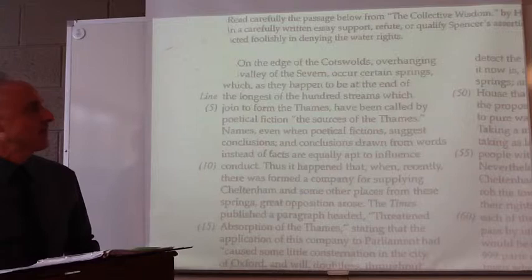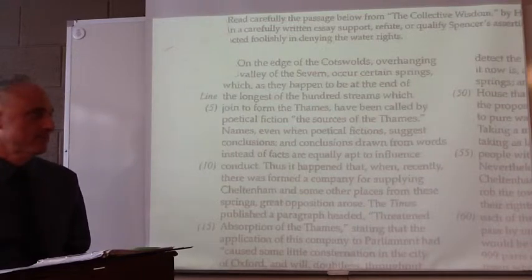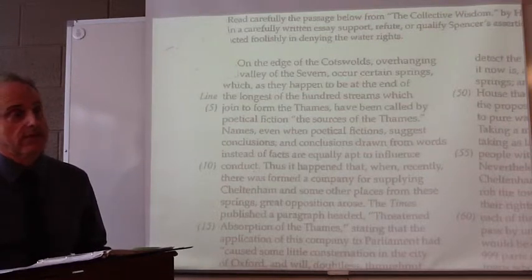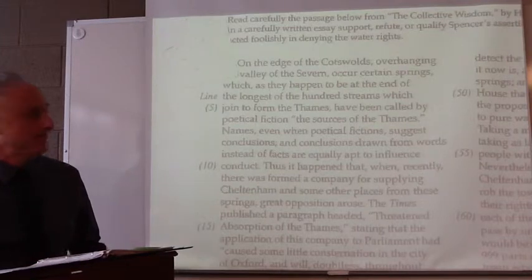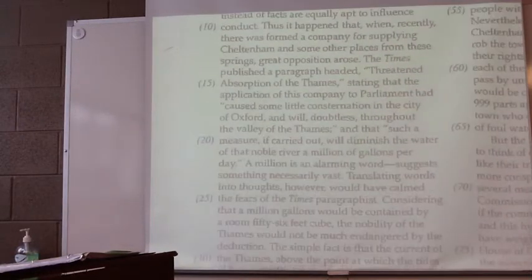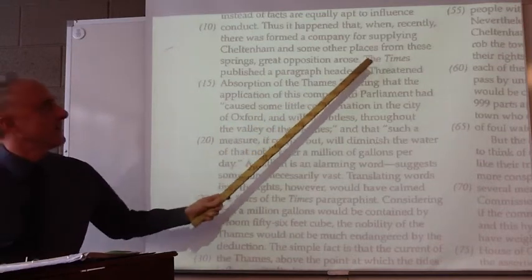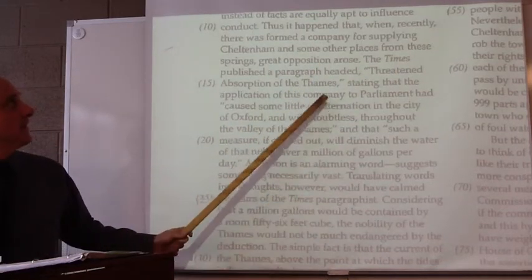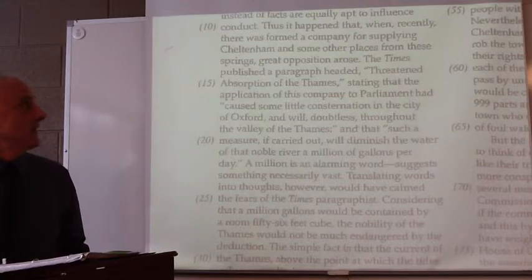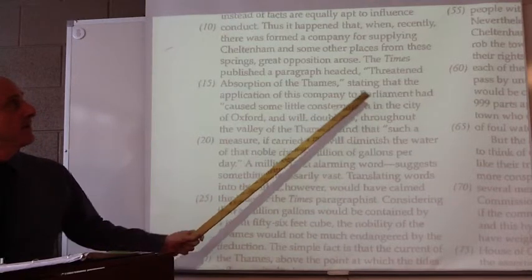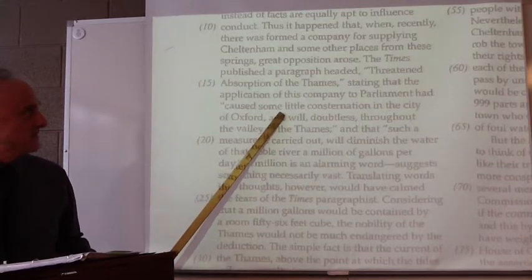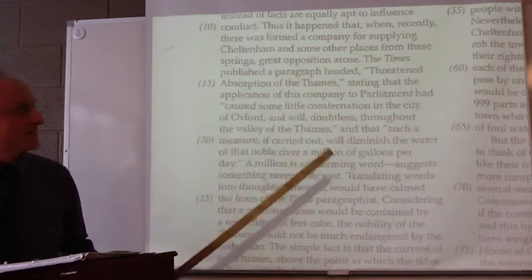Spencer's point in this first paragraph has to do with how these springs are being referred to and the effect that the wording is having on people. So an article was written, as you know, in the Times newspaper, and the title was Threatened Absorption of the Thames. All right. So a company applied to Parliament to get some of this water from these springs, and this is what this article was about, right?